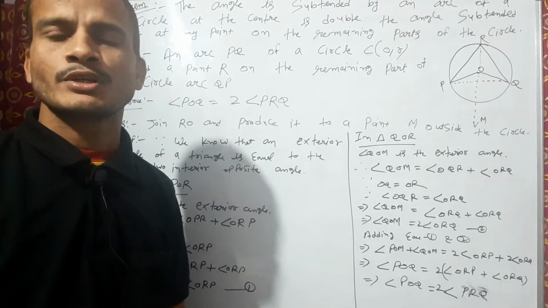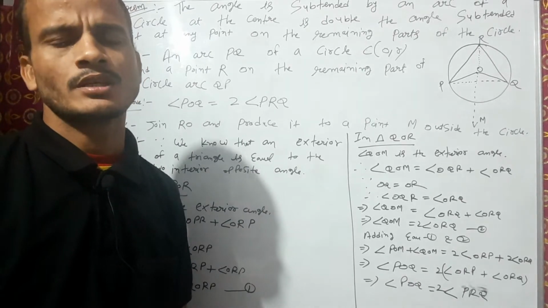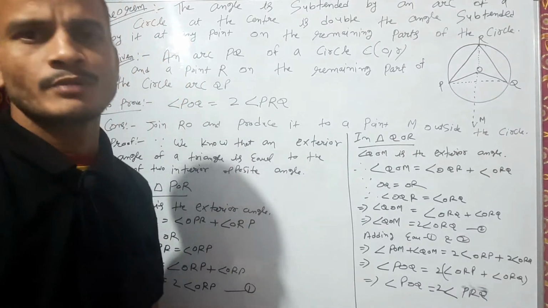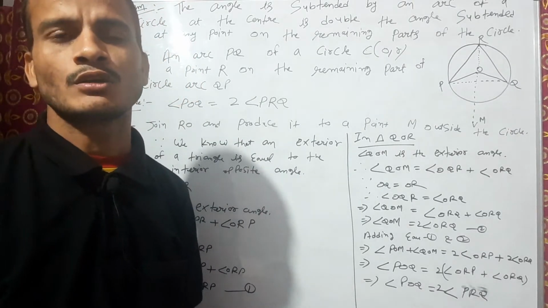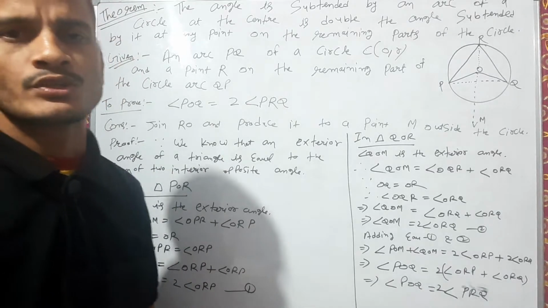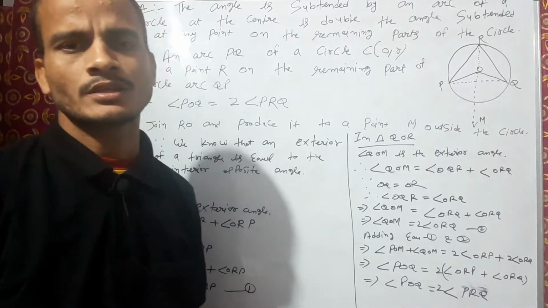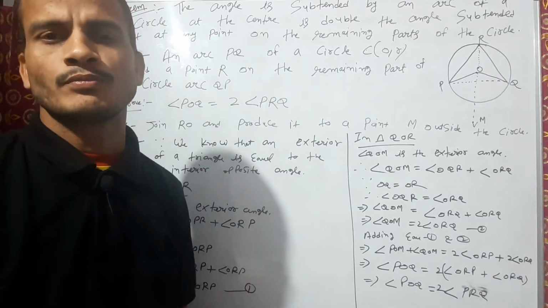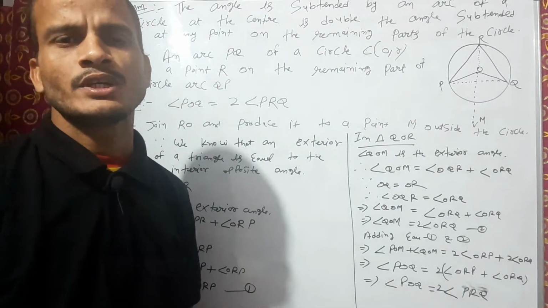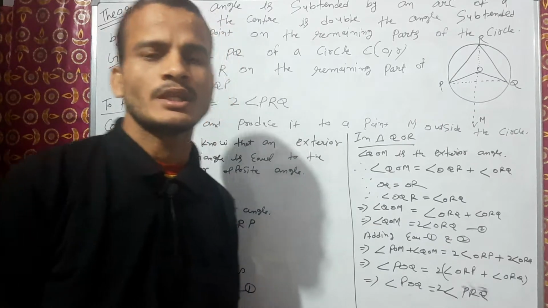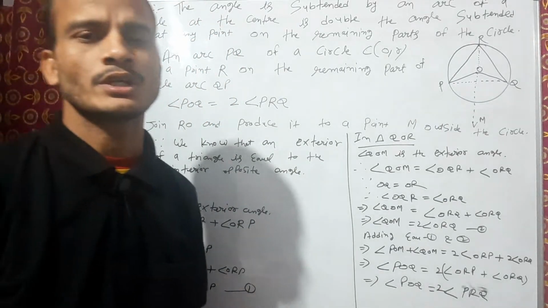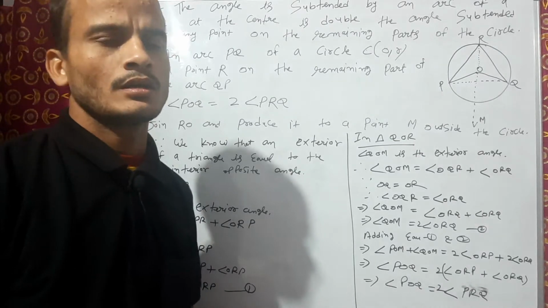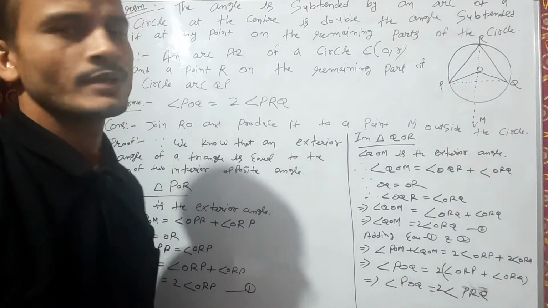In the previous videos we discussed the properties related to circles, with statements and proofs. In this video we will also discuss a property related to circles, with its proof. If you didn't see the previous videos, go to my video section. I explained each and every theorem related to circles in a very proper way.